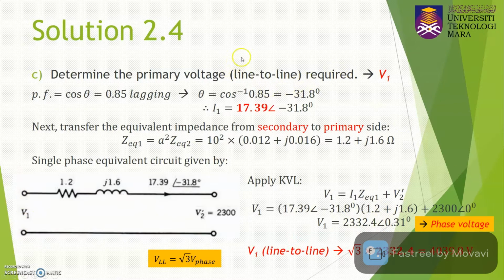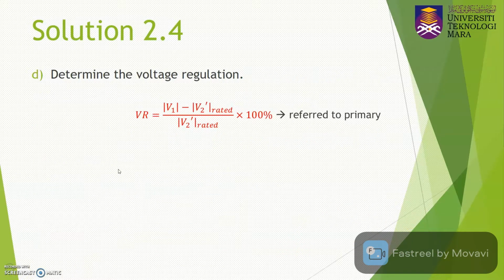Remember the question asks you the value of primary voltage in terms of line to line voltage. So you need to convert from V phase to V line to line. V line to line will be equal to square root 3 multiplied with V phase. So square root 3 multiplied with this value, you get 4039.8 volt. This is the primary voltage line to line required by the three-phase transformer. And then the last question, you need to determine the voltage regulation.